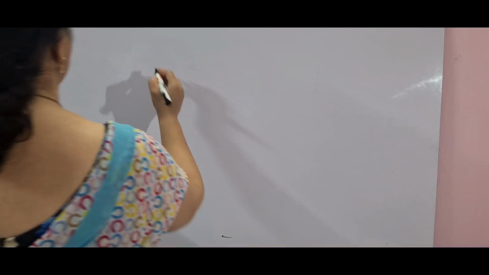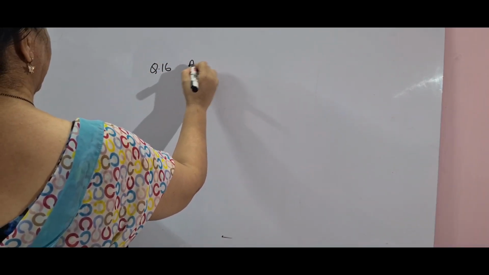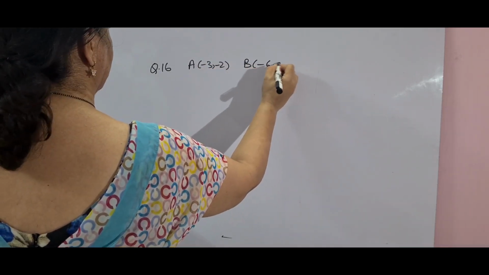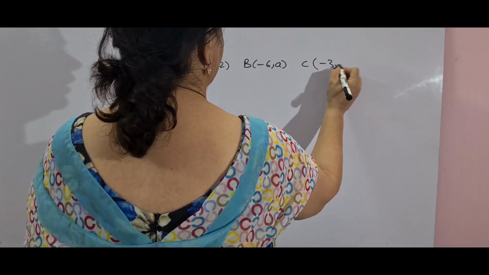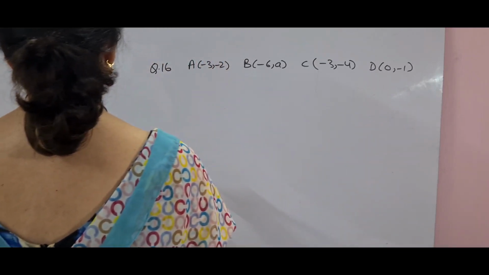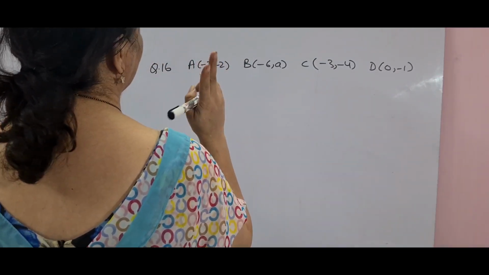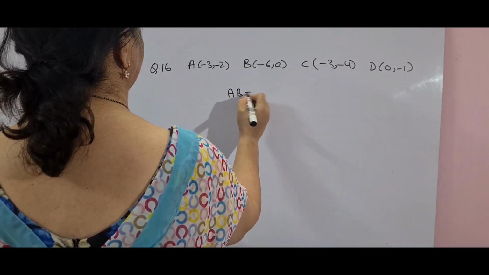Then coming to question number 16, it is very simple. They have given you 4 points, A(-3, -2), B(-6, a), C(-3, -4), and D(0, -1). And they have also given that these are vertices of the quadrilateral ABCD, and a is negative. There will be 2 answers, but you will take the negative one. AB is equal to CD condition is also given to you.